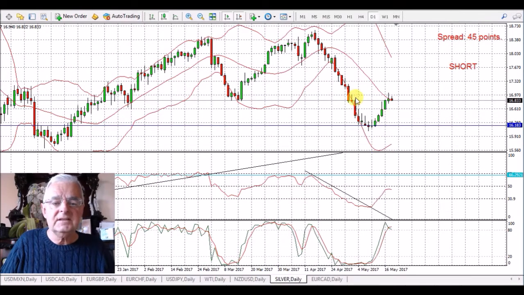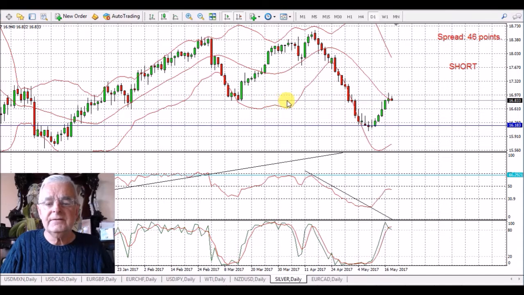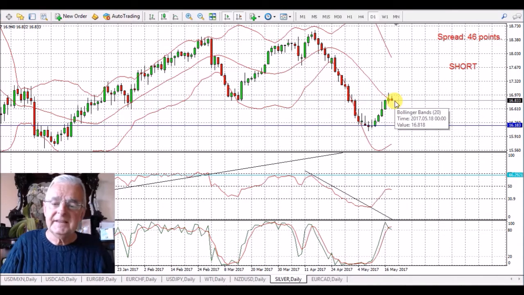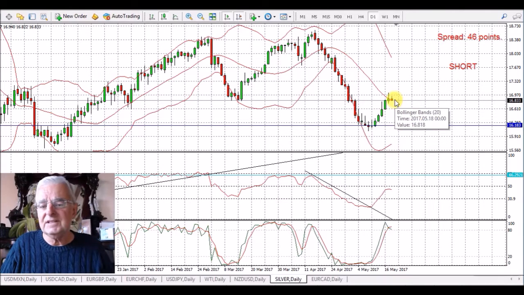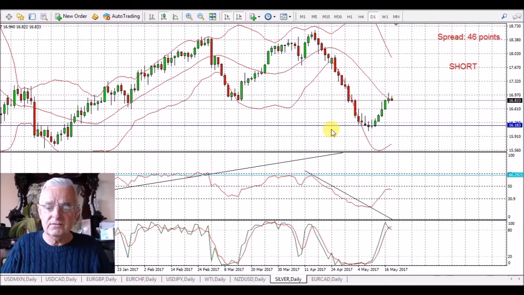Silver, it's coming up against a little bit of resistance at the moment. We've got a bit of a red candle today. I'm expecting this to break the resistance and actually just go north.